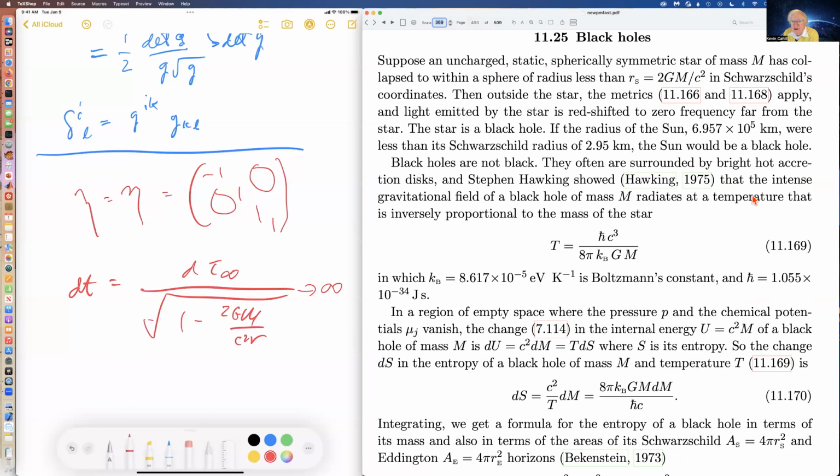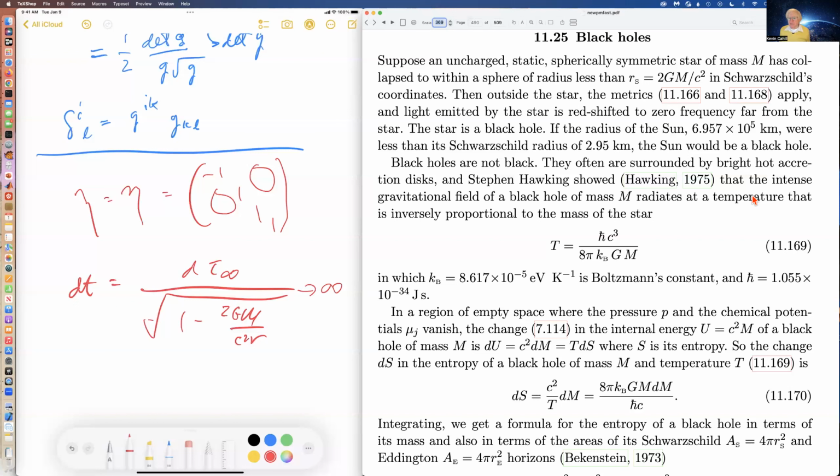Anyway, suppose we have an uncharged, static, spherically symmetric star of mass m, and it collapses to within a sphere less than its Schwarzschild radius. Now, one needs something special for this to happen, because in the case of the sun, the Schwarzschild radius is only about 7 times 10 to the 5th kilometers, and the sun is vastly bigger than that.